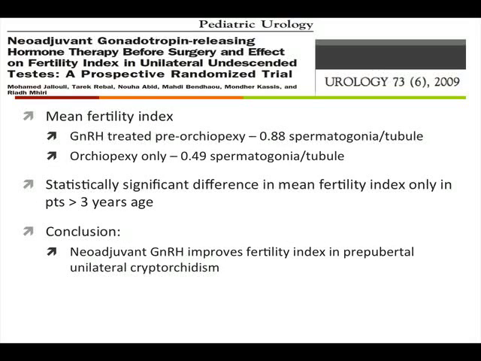Their measurement of fertility index was calculated as the number of spermatogonia per tubule, and those that had GnRH treatment before orchidopexy had a higher index compared to those that only underwent orchidopexy. When they did their calculations, though, they found a statistically significant difference in fertility index only for patients who were a little bit older, 3 years of age or older. They concluded that neoadjuvant GnRH does improve the fertility index in these scenarios.